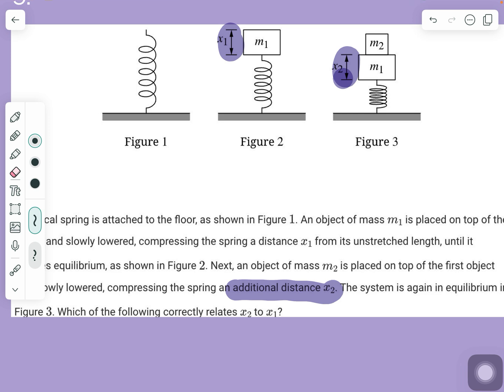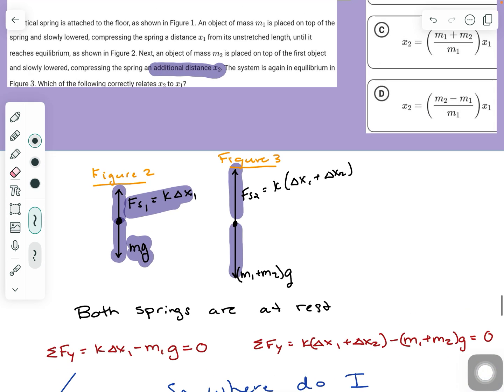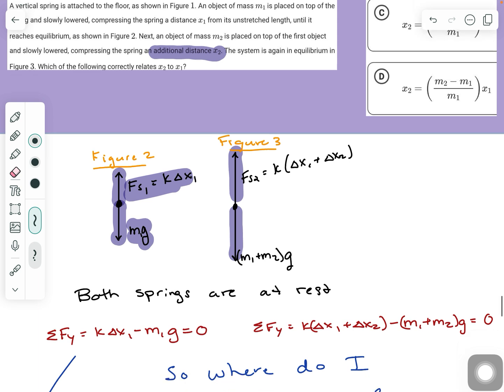And the system is again in equilibrium. So the fact that it's again in equilibrium is going to mean that it's at least moving at a constant velocity. But in this situation, we are going to say that they are at rest, because if they were moving, they would be bouncing and be in everything but equilibrium.